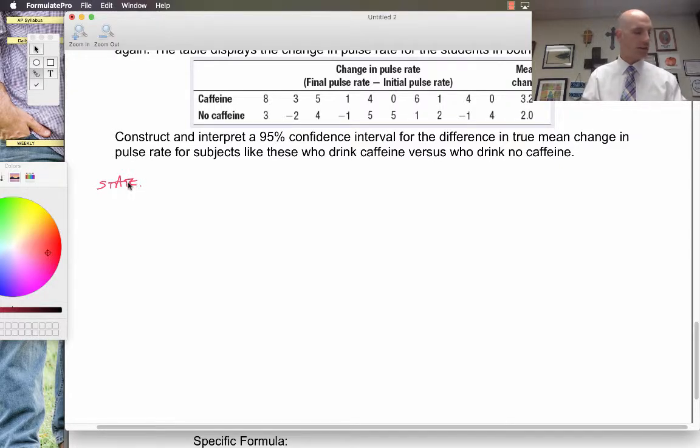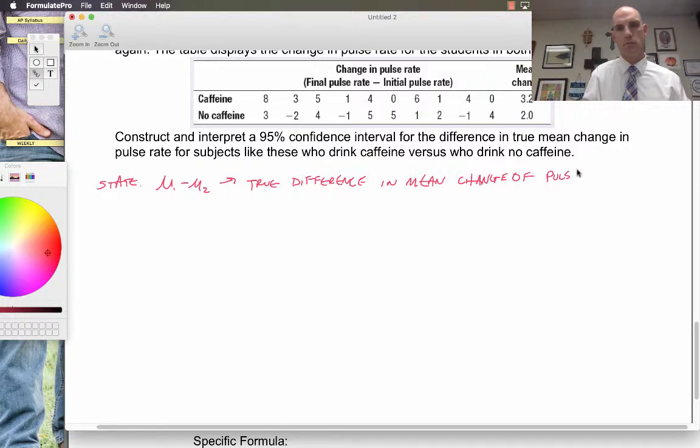What is it we're actually going to do? We are going to find the difference in the means. And then that's going to be the true difference in mean change of pulse rates. And just to be clear, that's caffeine minus no caffeine.